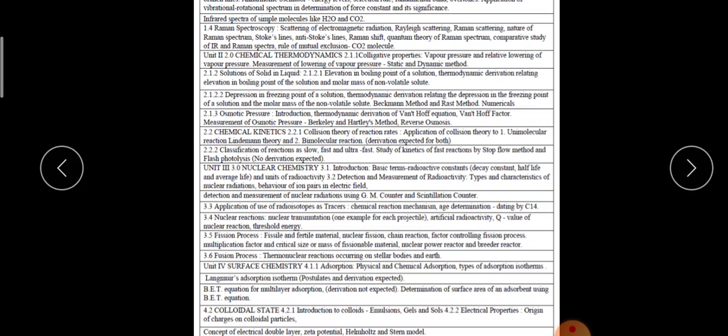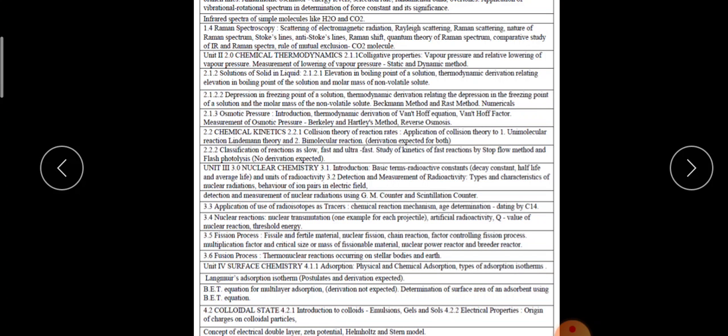Then we have to talk regarding the detection and measurement of radioactivity, types and characteristics of nuclear radiation, behavior of the ion pairs in the electric field. And the important part I will talk about here in this unit. Then the detection and measurement of nuclear radiation using the GM counter and the scintillation counter.